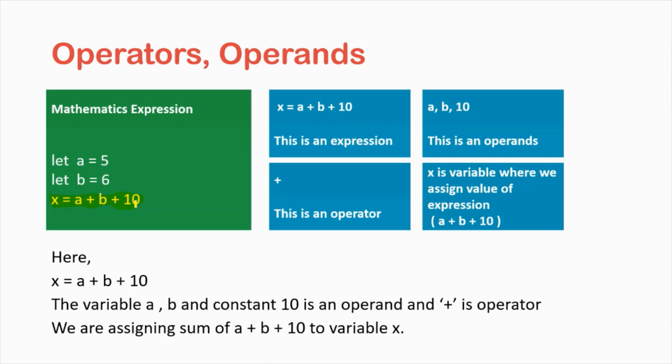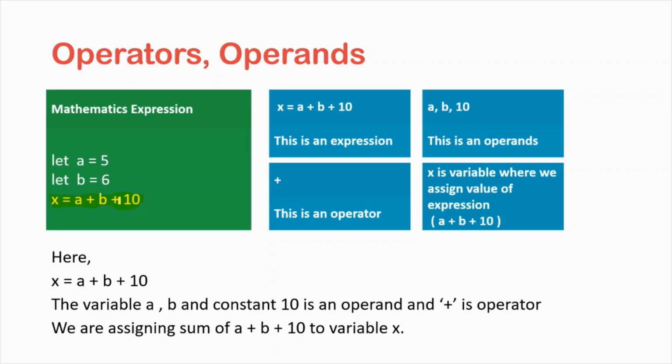all of these are operators. So in this expression, x is equal to a plus b plus 10, the operands are x, a, b, and 10. What are the operators here? The operators are equal to and plus. These are the operators present in this expression.